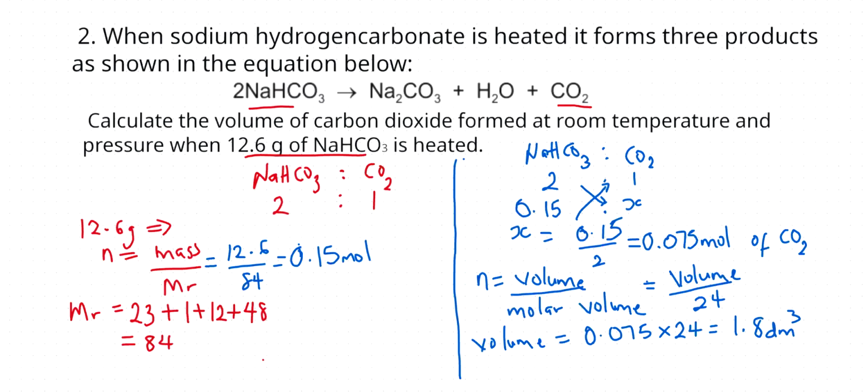So the volume of carbon dioxide given at room temperature when 12.6 gram of sodium hydrogen carbonate is heated is equal to 1.8 decimeter cube. I hope that is clear enough.